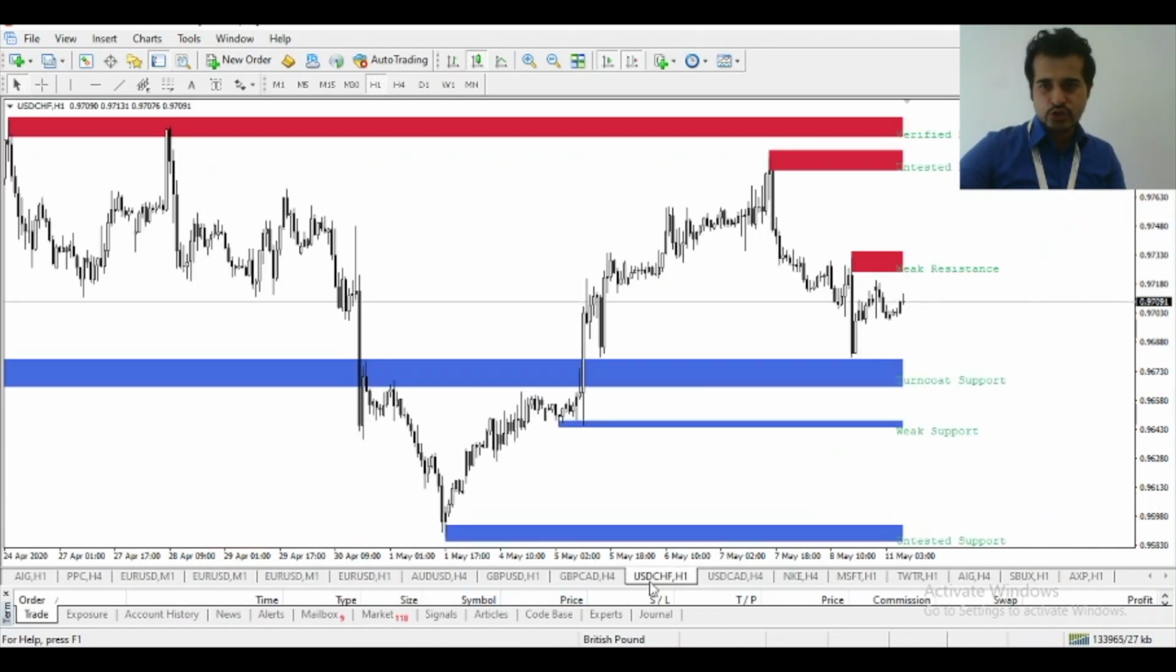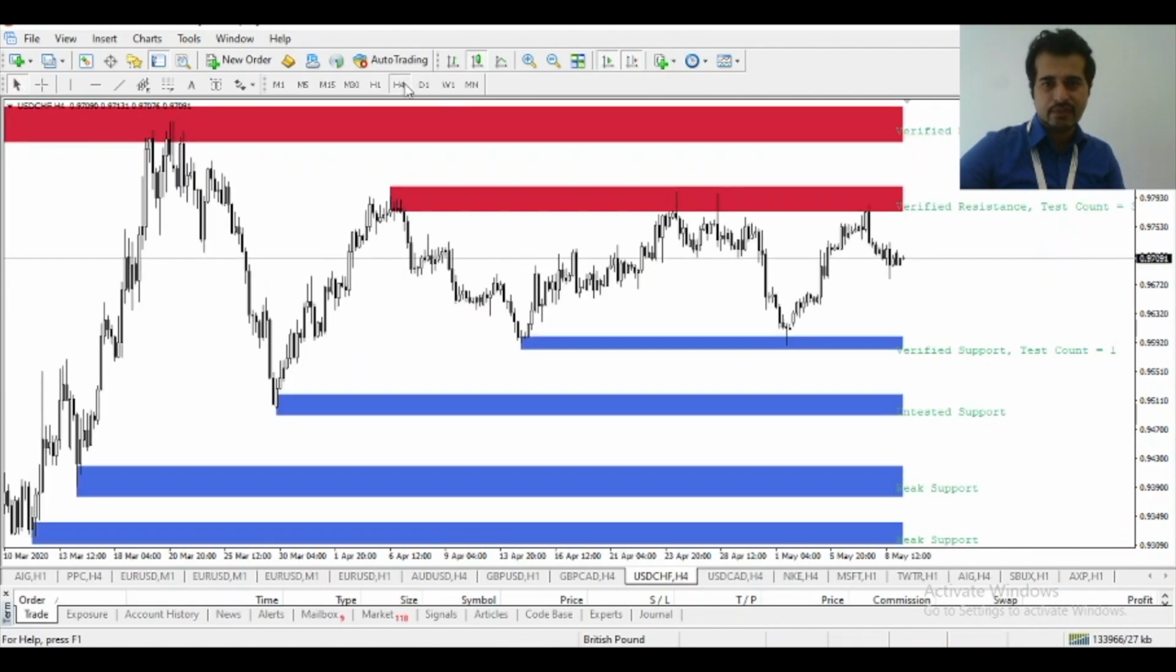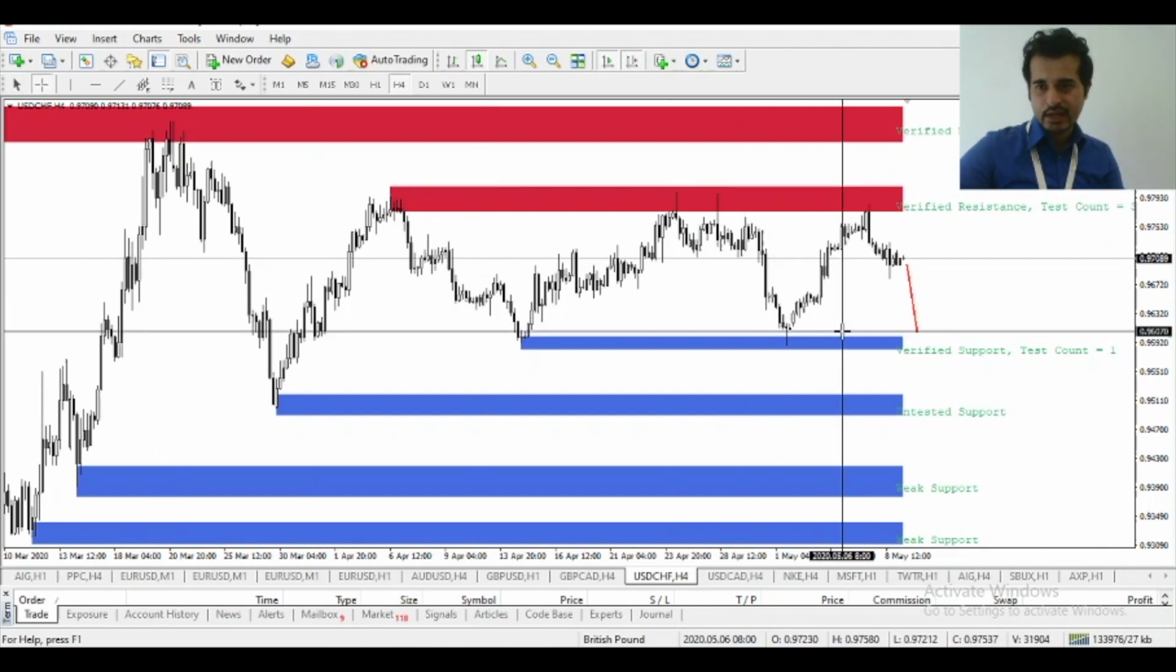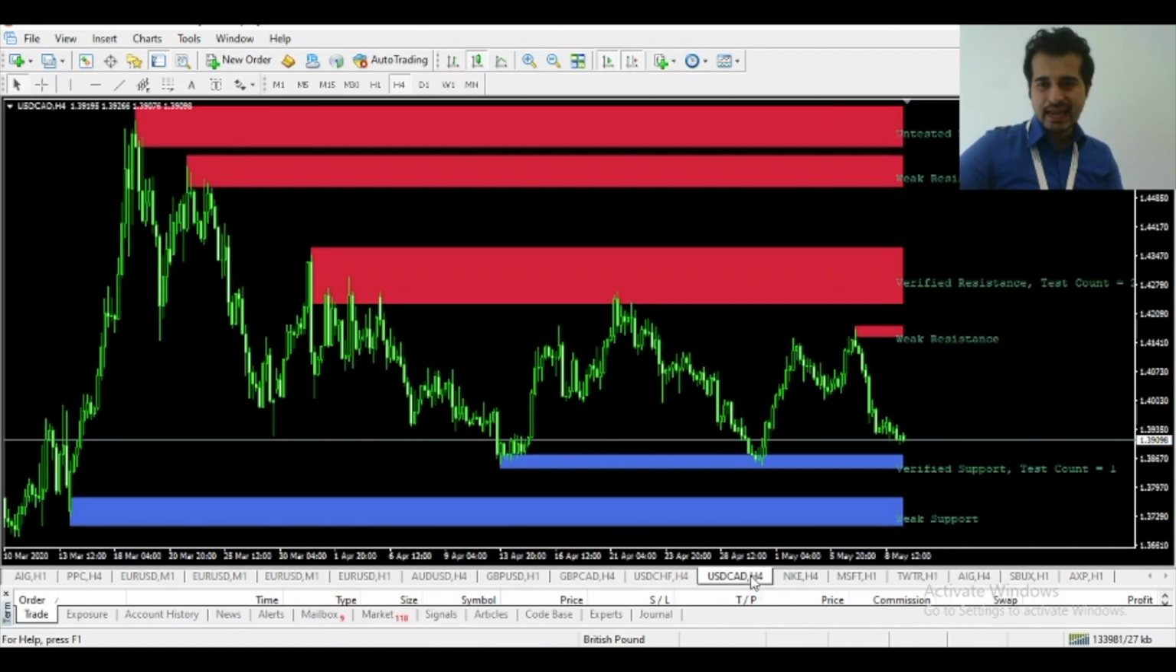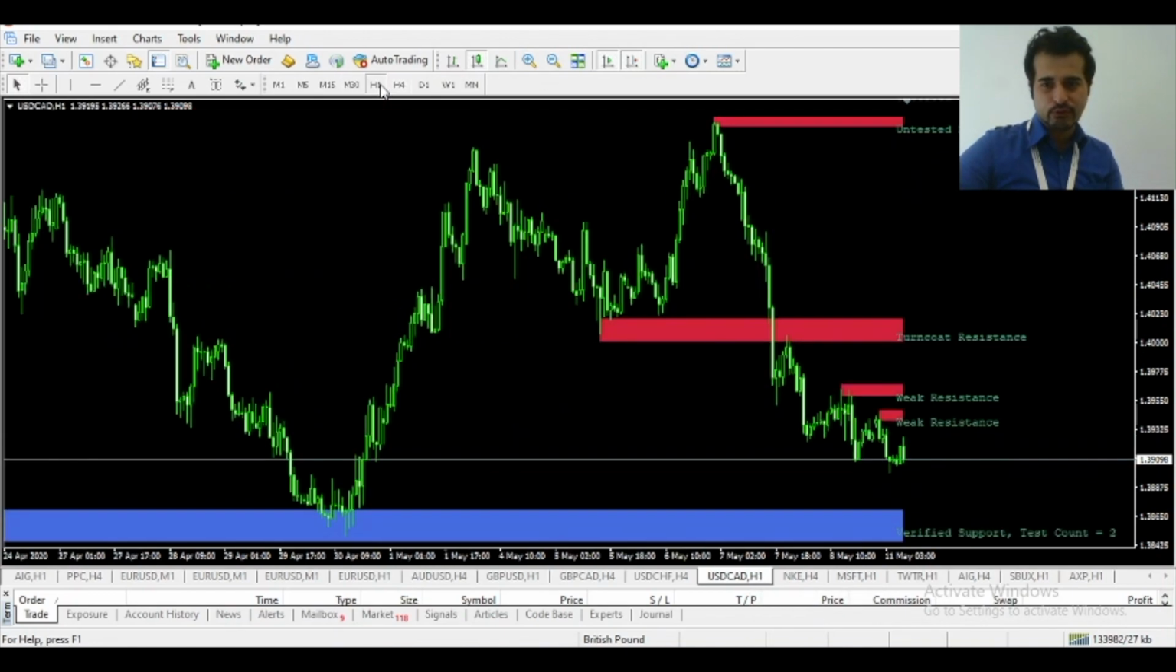Now for USD Swiss franc, I believe that this pair is going to fall this week back to this support. So that is what we're looking at for the pattern to be completed and this pair to come through this verified support test, count 1, at 0.9607.